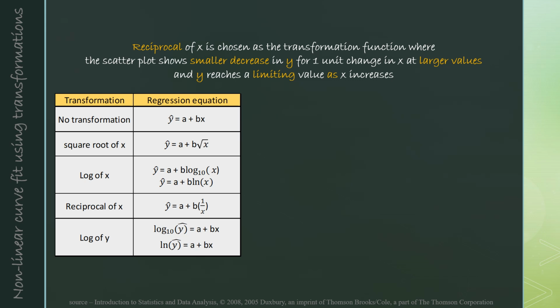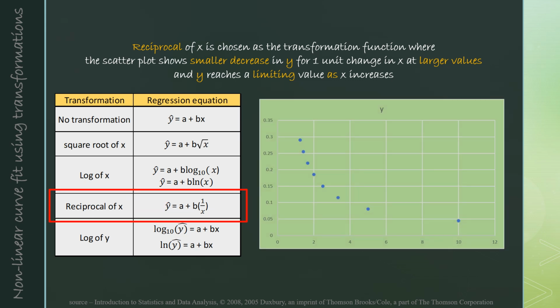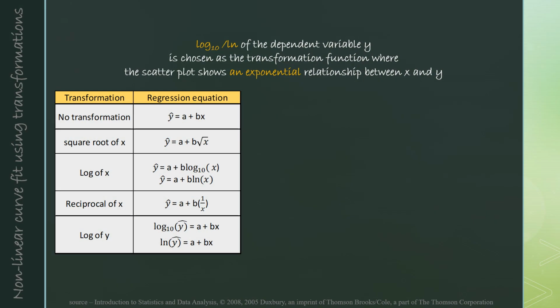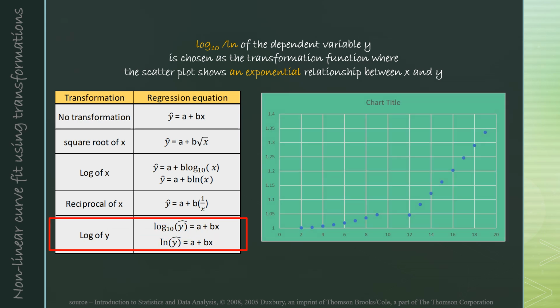Reciprocal of x is chosen as the transformation function where the scatter plot shows smaller decrease in y for 1 unit change in x at larger values, and y reaches a limiting value as x continues to increase. Logarithm to the base 10 or the natural logarithm ln of the dependent variable y is chosen as the transformation function where the scatter plot shows an exponential relationship between x and y.